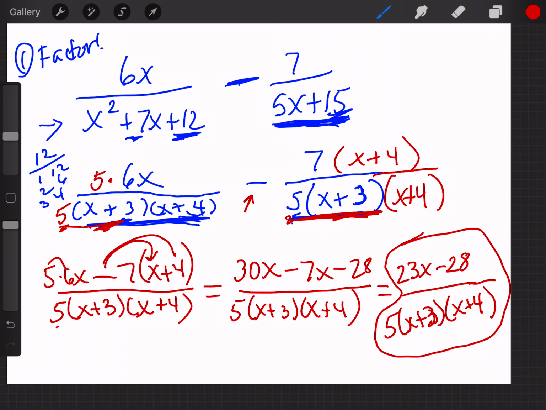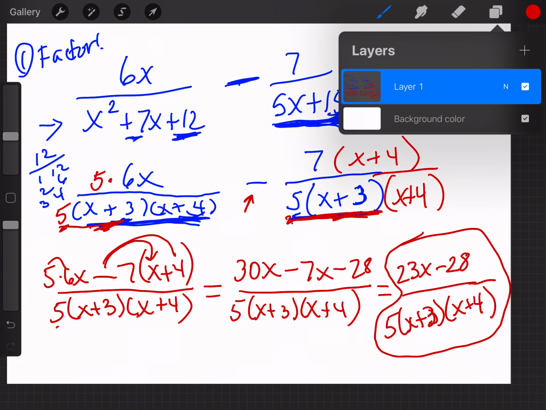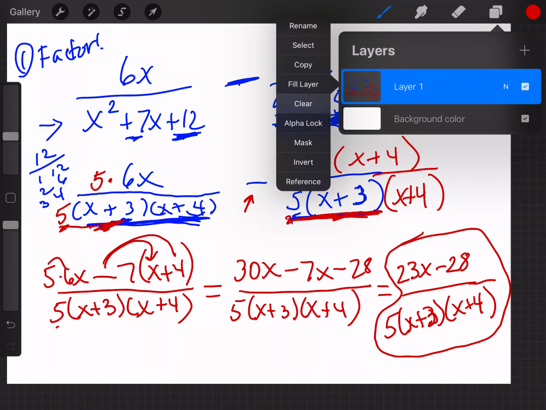So basically, first step, you got to factor if possible. Then you got to make the common denominator. Get a common denominator. All right. So now I am done with all of this.